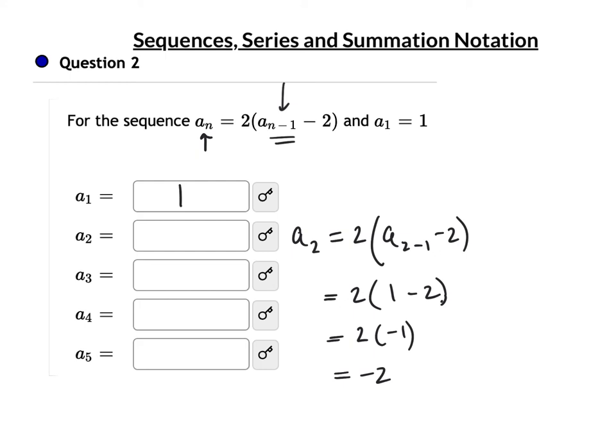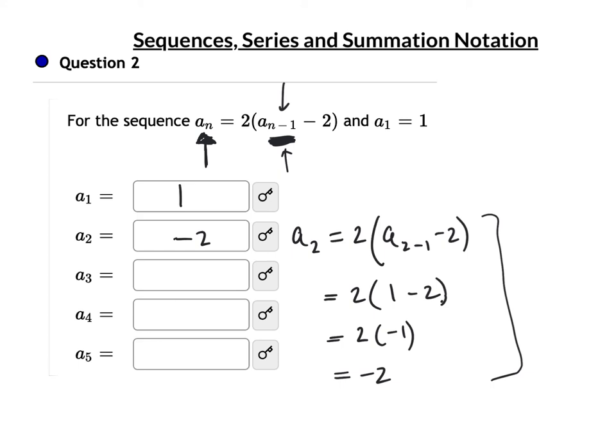Now, I don't need to write this out to figure all these out. I just need to understand to get the current term, I take the previous term, subtract 2, and then multiply by 2. So take negative 2, that's the previous term, subtract 2, that's negative 4, multiply by 2, I get negative 8.